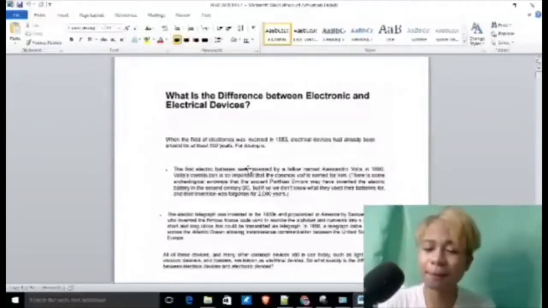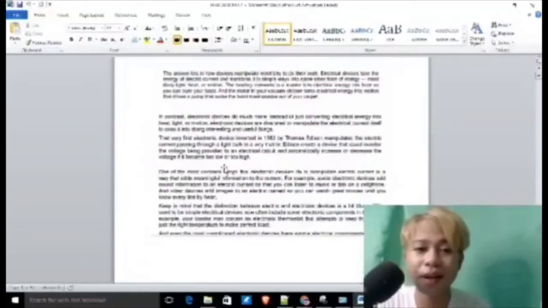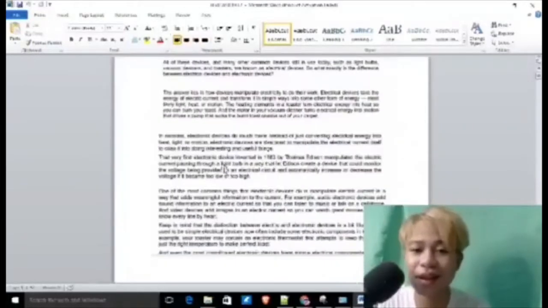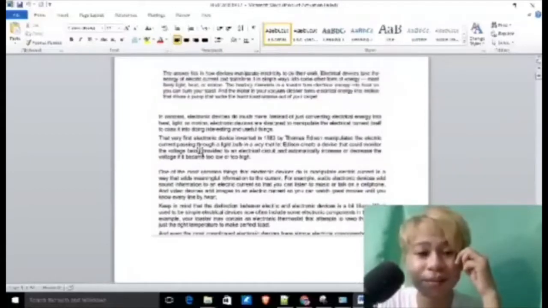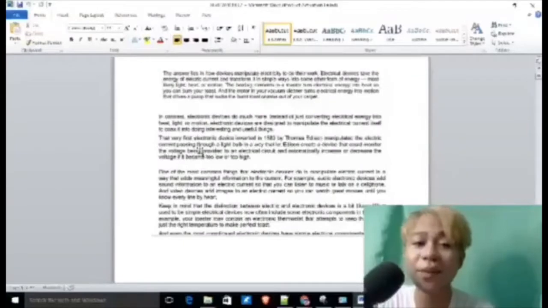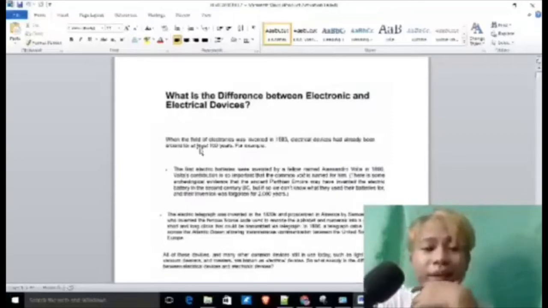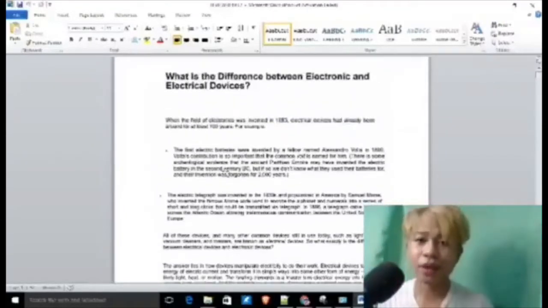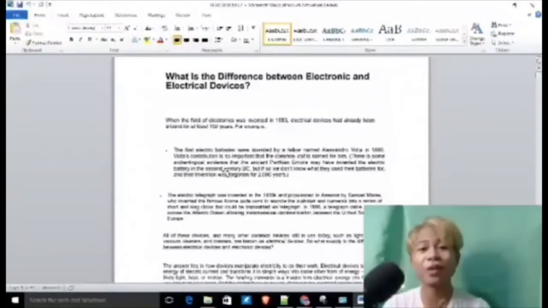So, I had read this before our second exam. Yes, and I have read this further, but some lines are just familiar to me. One thing that I'm really confused about is that when I read this further, I think electronics and electrical devices can be combined together.